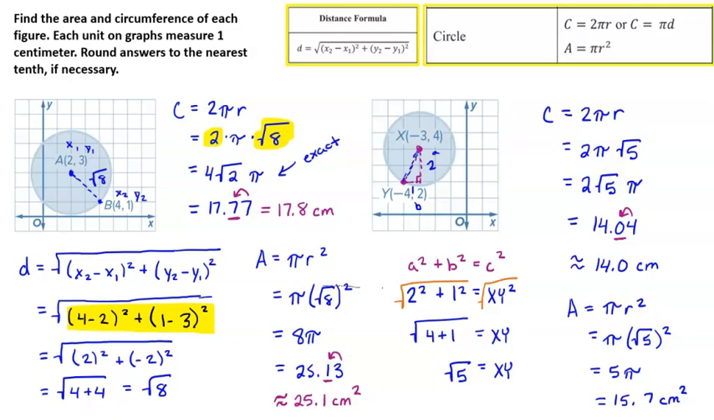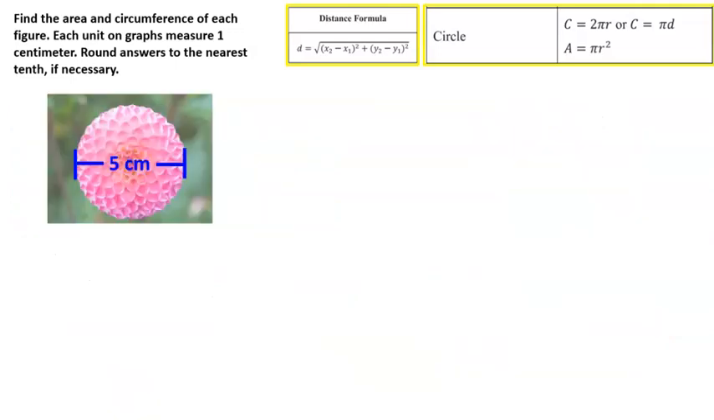And so this is how we can use both the distance formula and the Pythagorean theorem. If you have a graph, I would use Pythagorean theorem, but if you only have the points, maybe consider using your distance formula instead. All right, now let's do a real-world example.